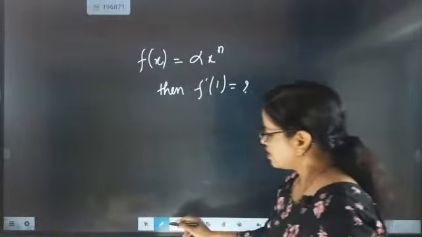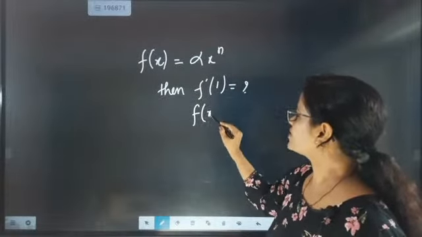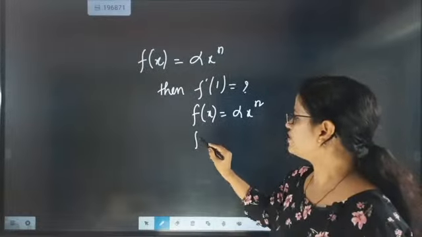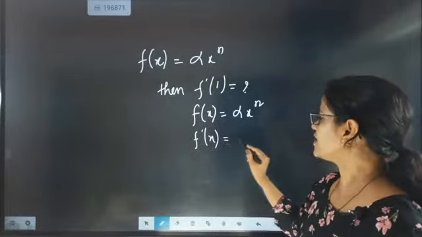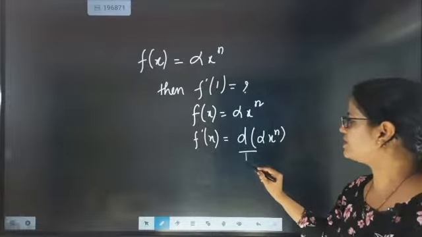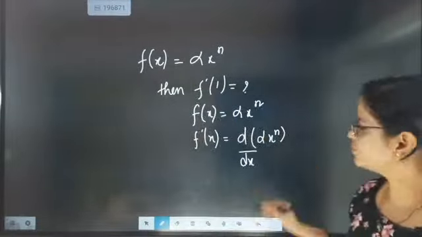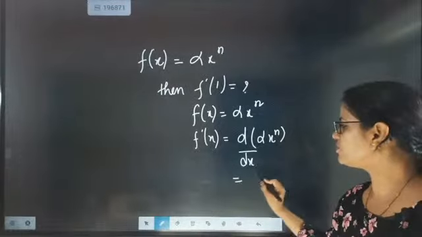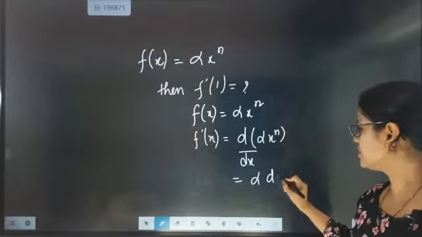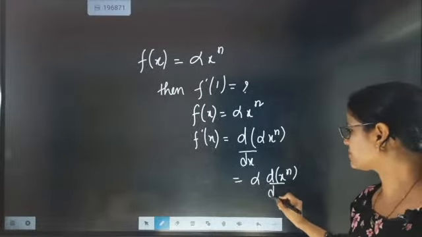Now look here, beta. You know that f of x is given to you as alpha x to the power n. When we differentiate it, it will become d of alpha x to the power n by dx. Then alpha will come out because alpha is constant. Then the differentiation of x to the power n.